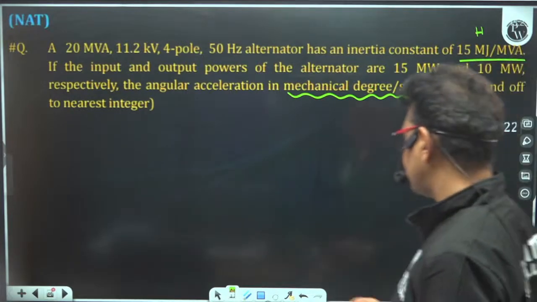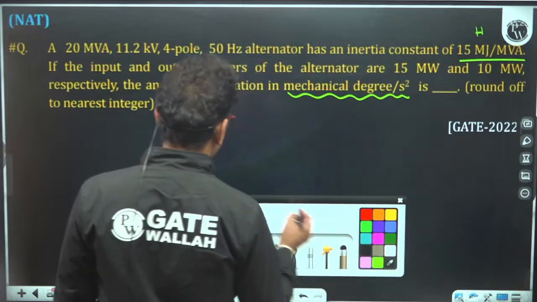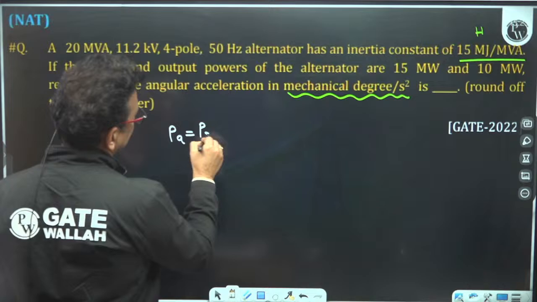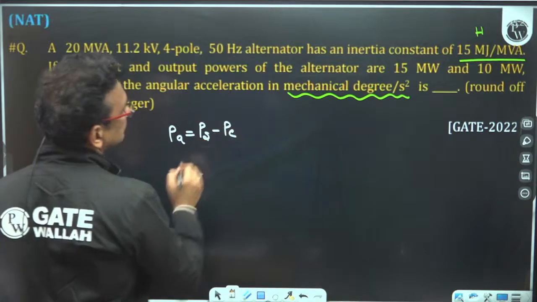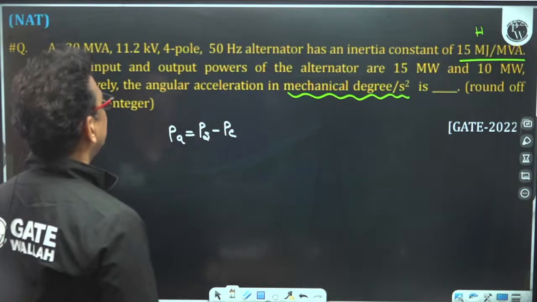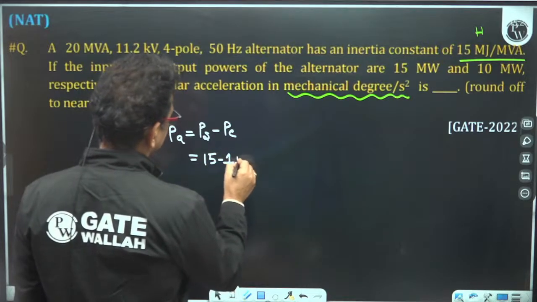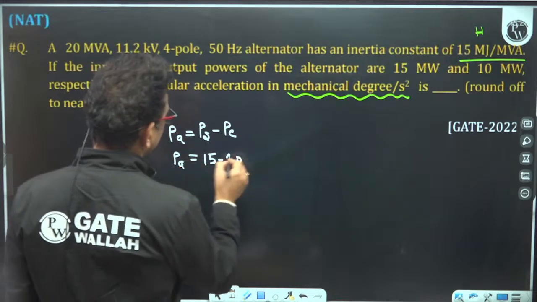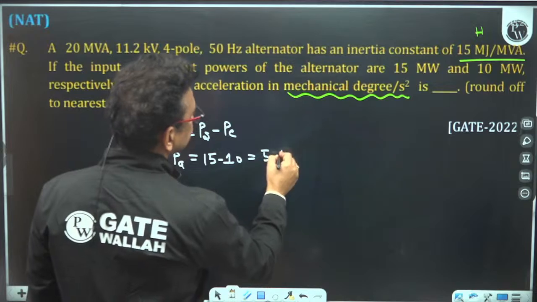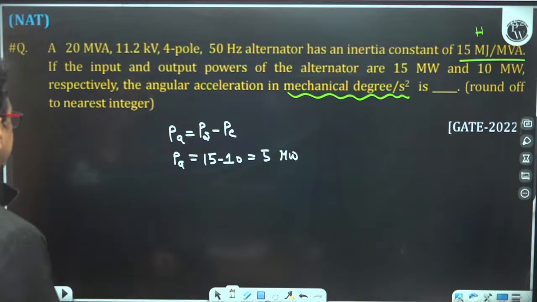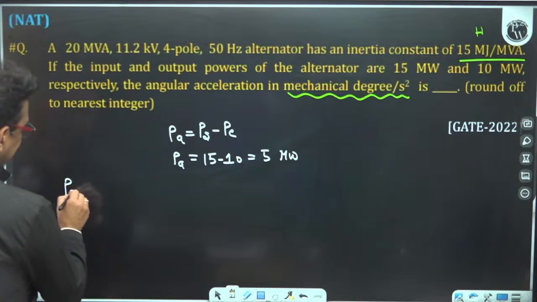See, what is the PA? Acceleration power is nothing but the input power minus output power. Input power is 15, output power is 10. So PA is 5 megawatt. Now to find out the acceleration, we know that the PA is nothing but m into alpha.